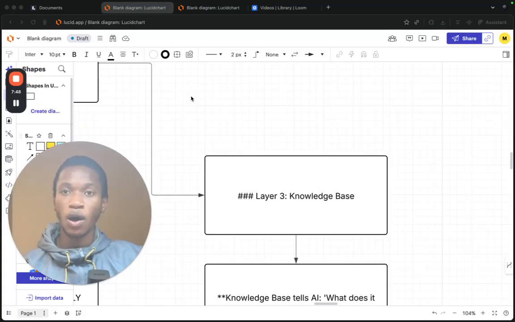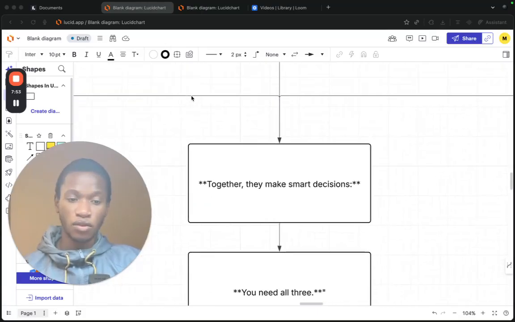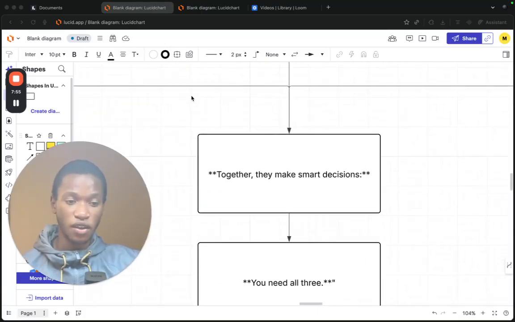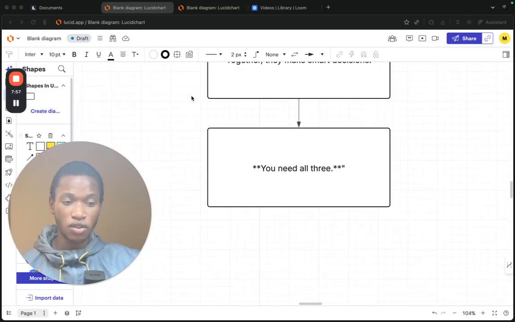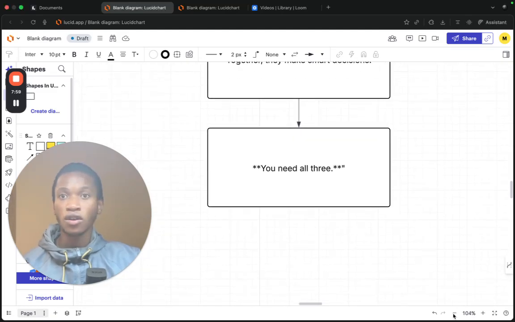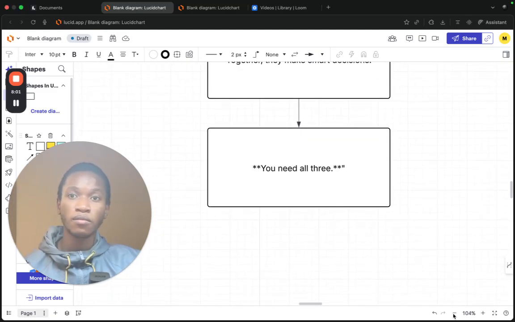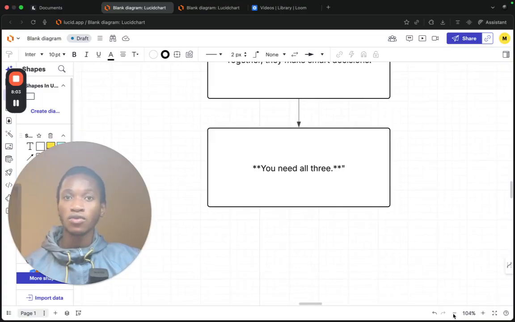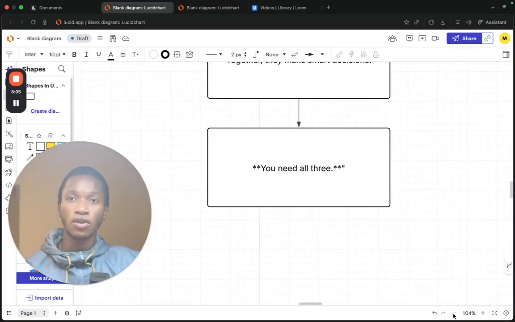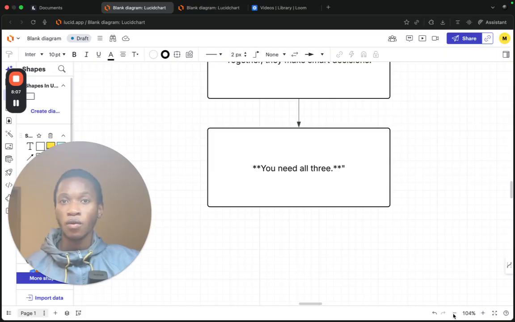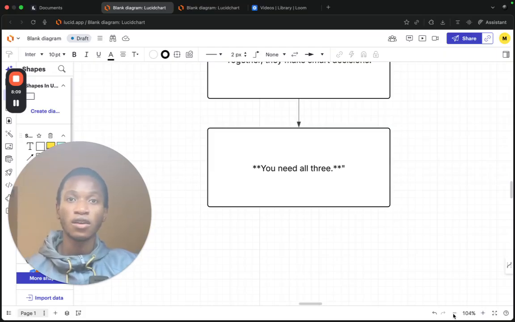And so, why does this matter? Here is specified, together they make smart decisions, hence why you need all three. Now, why does this matter? Your AI needs to understand your business rules, not just process data. Otherwise, it makes technically correct decisions that are business wrong.